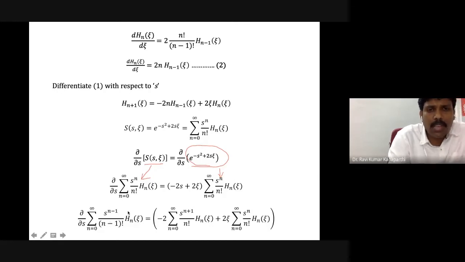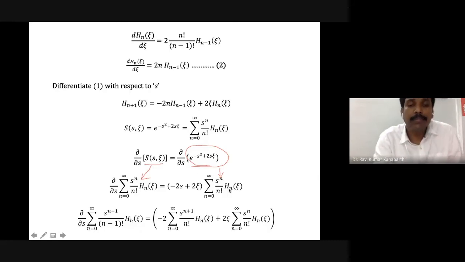Just to calculate the first derivative with respect to s, we have s to the power n, so n into s to the power n minus 1. Now n divided by n factorial, already down there is an n factorial, so n cancels out, and then on the denominator we will get n minus 1 factorial. So that is the simplification.